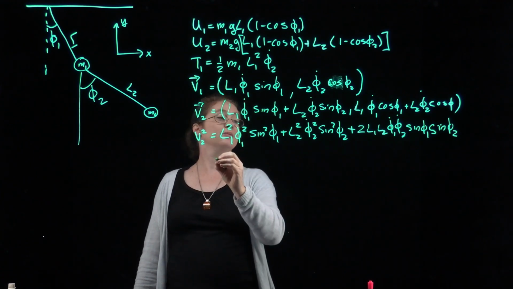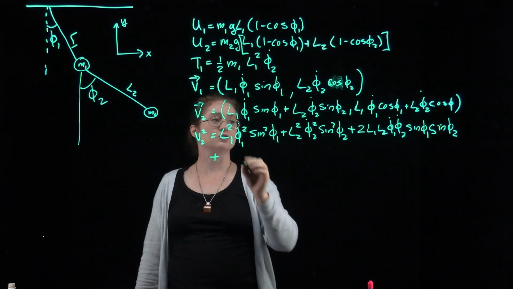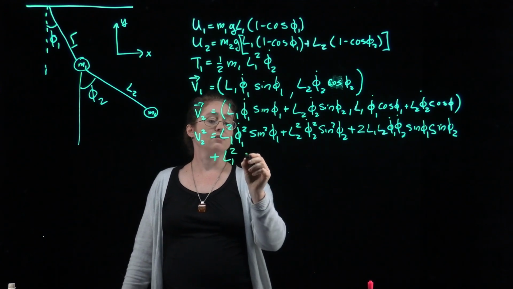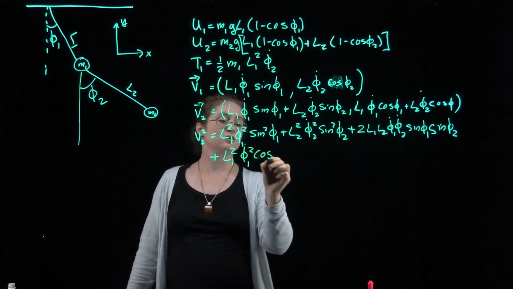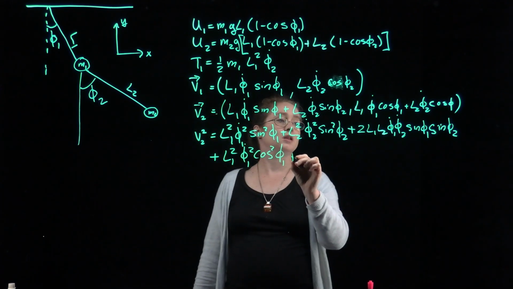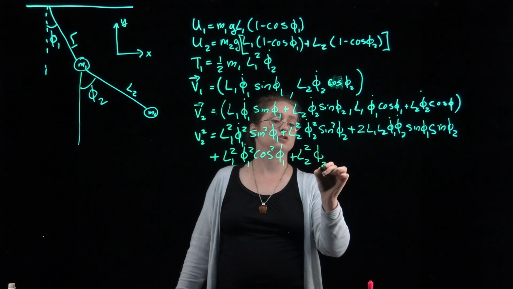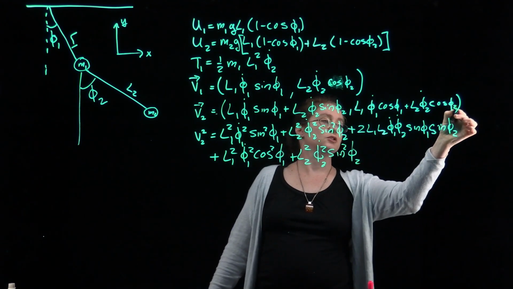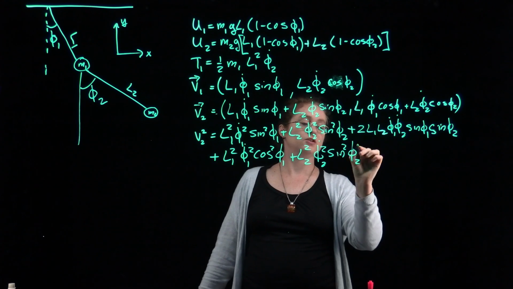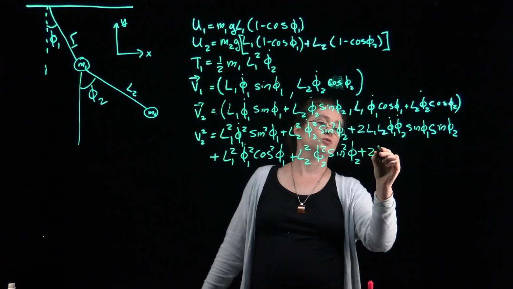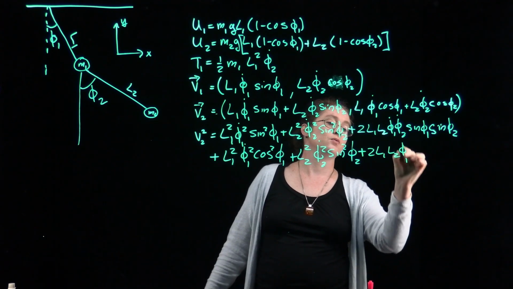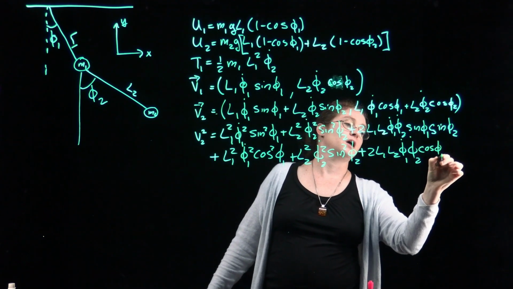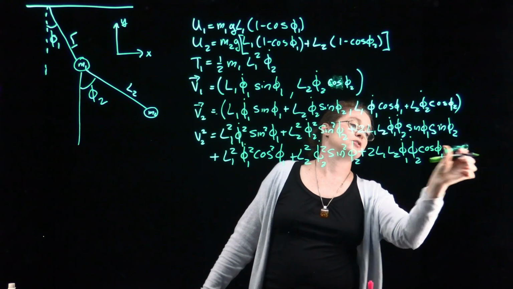Take a breath. Plus, that's just the x term squared, L1 squared phi 1 dot squared cosine squared phi 1 plus L2 squared phi 2 dot squared sine squared phi 2. This should have a 2. Sine phi 2 squared plus 2L1 L2 phi 1 dot phi 2 dot cosine phi 1 cosine phi 2.